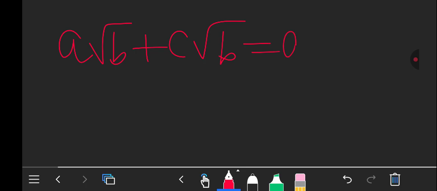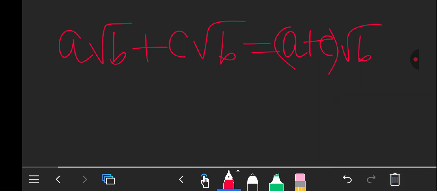Let's understand another thing here. What if you are dealing with addition of Surds? Let's say I have a square root of b plus, let me use a different value, c square root of b. The answer to this is just a plus c, since they have the same Surd, multiplied by square root of b. So this is the answer.